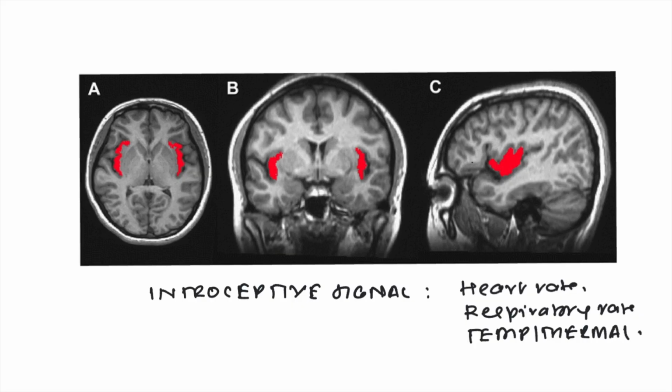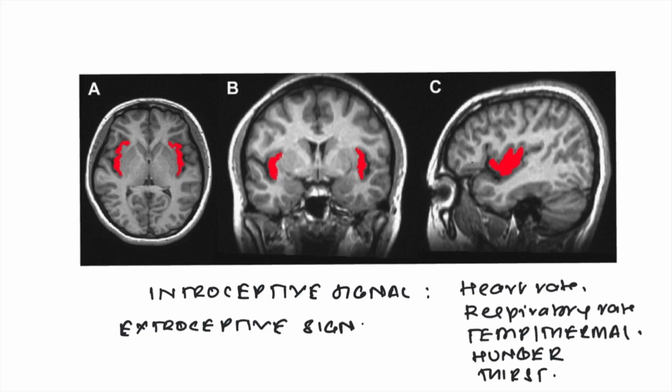Thermal signal. This could be hunger. This could be thirst, etc. Right? So these are signals that originate inside the body. Then you have another type of signal which is called the exteroceptive signal. These are signals originating outside the body, right?